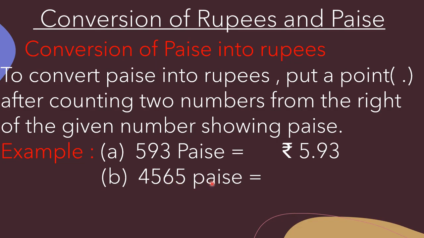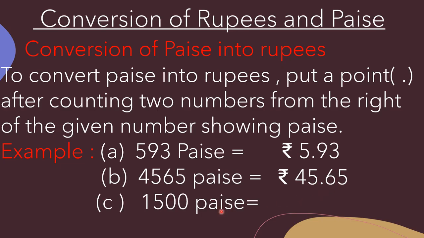Okay, now in B part, 4,565 paise is given. ठीक है, now again we have to count two numbers from the right hand side. So here 1 2. ठीक है, so 65 से पहले हम डॉट लगा देंगे यानी पॉइंट लगा देंगे. So how we can write it? Rupees 45.65. Here 45 are the rupees and 65 is paise.